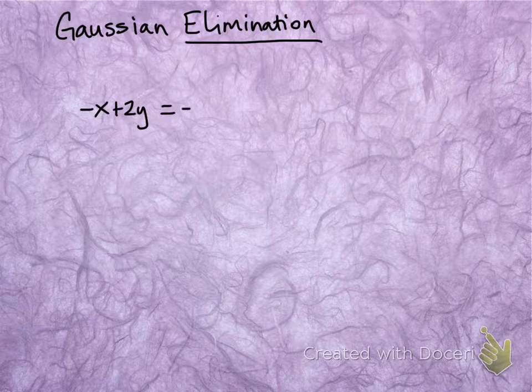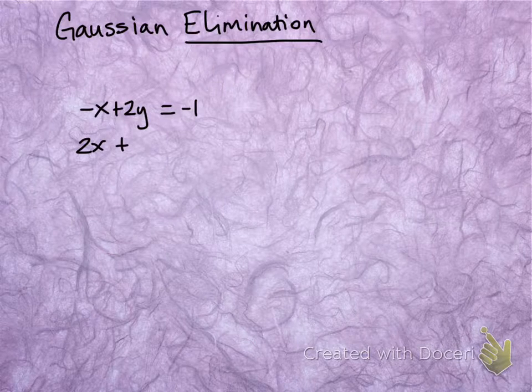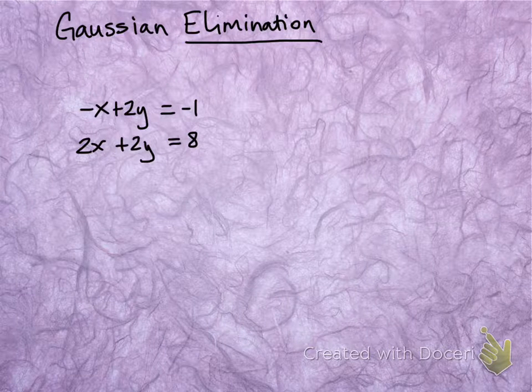So let's consider this system. We have negative x plus 2y equals negative 1, and then we have 2x plus 2y equals 8. Okay, so we want to solve this. Theoretically, we could do substitution, but sometimes substitution actually takes longer. So the idea is we're going to play with these equations. We're going to multiply them by something. We're going to add or subtract them. We're trying to get one of the variables to go away, and we kind of have free reign on this.